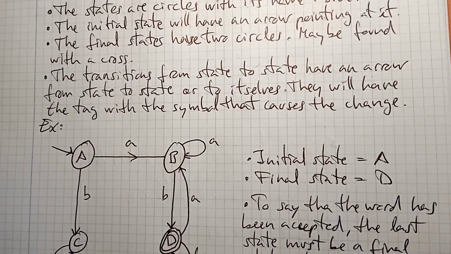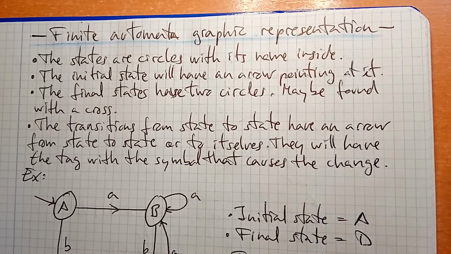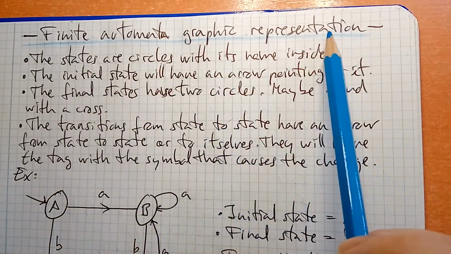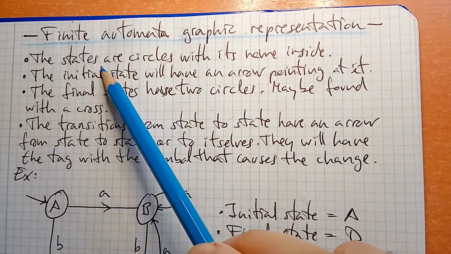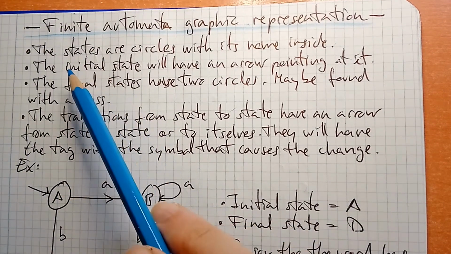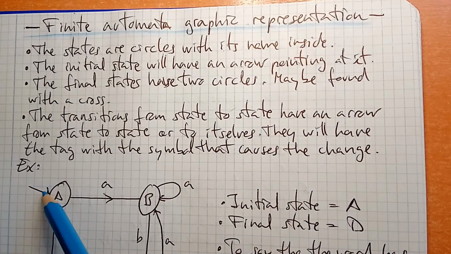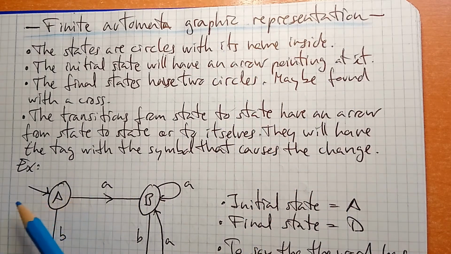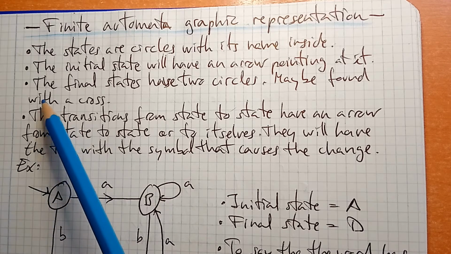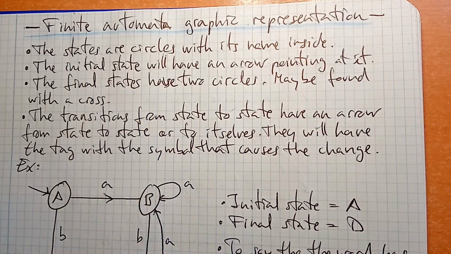And here we have the most common representation, the finite automata graphic representation. The states are circles, like this. The initial state will have an arrow pointing at it, like this. This automata begins with A. Final states have two circles.